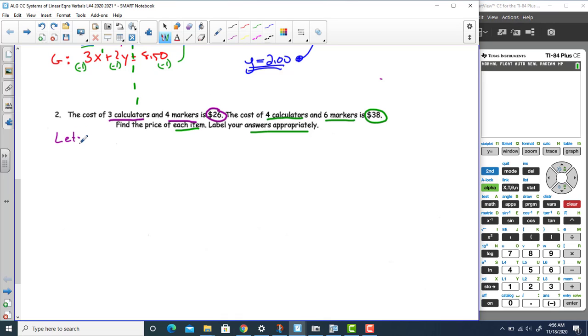Typically, when we don't know an amount in mathematics, we call it x, so we could go with x and y for calculators and markers. But as I suggested a moment ago, you might want to use variables more appropriate or in the context of the question you're doing. So you might want to say, let C equal the cost of a calculator.